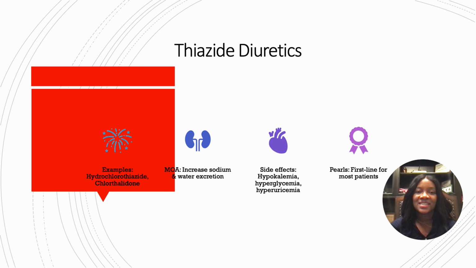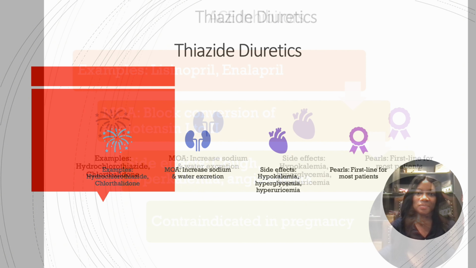Let's talk about thiazides, medications such as hydrochlorothiazide. These medications are first line. The way they work, they increase sodium and water excretion. One thing that is very important for you to remember, make sure you check the labs. Watch potassium levels and glucose, especially in diabetic patients.